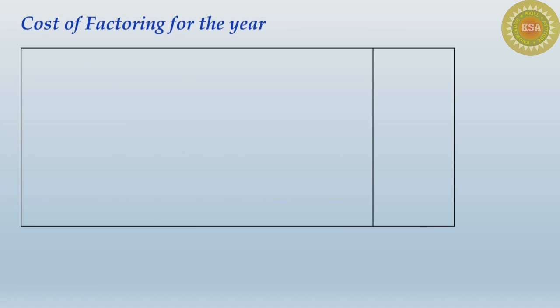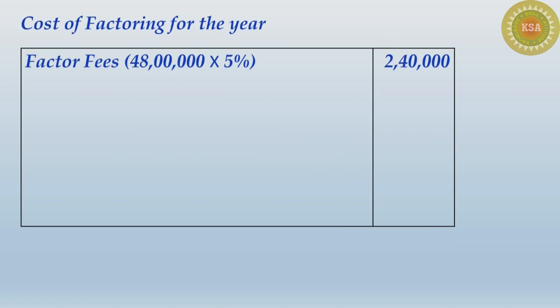Let us move ahead, and now we start computing the cost of factoring for the year, and here you begin with the factor fees. Factor fees will be 5% of the total amount that the factor is supposed to collect throughout the year. Understand, in one cycle the factor has to collect 12 lakhs, but in the entire year the factor has the responsibility to collect 48 lakhs, and therefore don't forget the heading that we have put in, it is cost of factoring for the year. Had it been for one cycle, we would have taken 5% of 12 lakhs, but because it is for the entire year, it is 5% of 48 lakhs, that is 2,40,000.